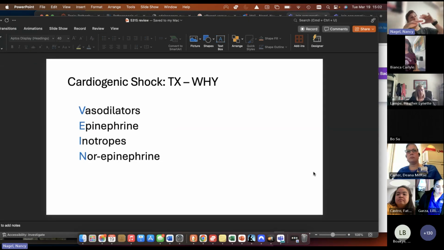So you want to optimize the preload, which usually means decrease the preload. You want to improve the function and squeeze of the heart, and then you want to decrease the afterload to make it easier for the heart to continue pumping with as little effort as it can.